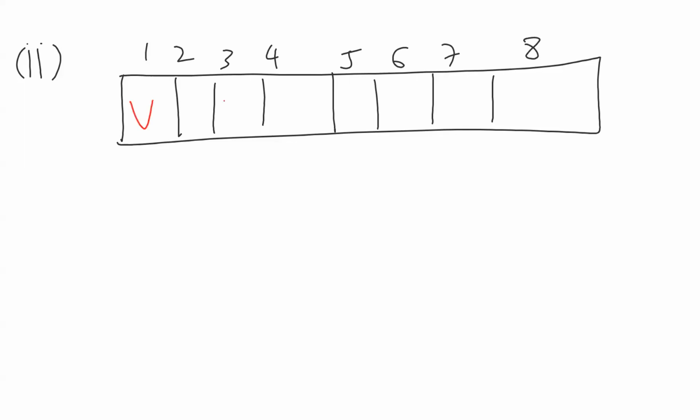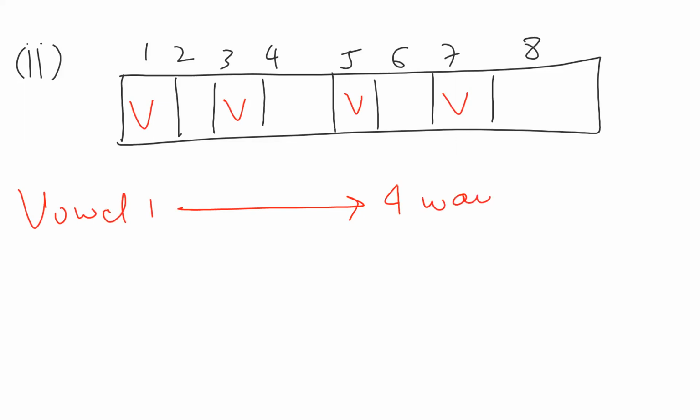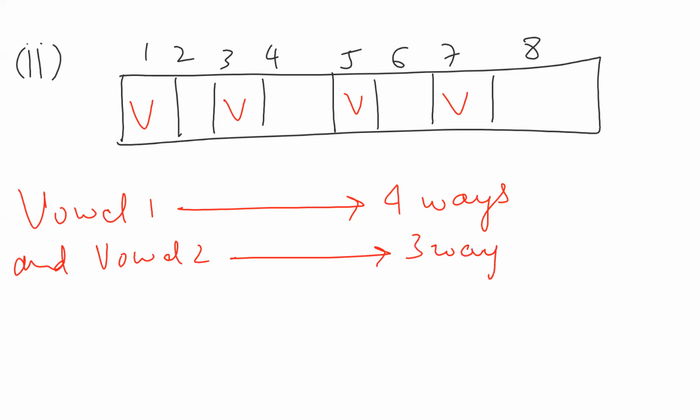So the vowels will take up these places 1, 3, 5, 7, because the vowels are going to occupy the odd places. So vowel number 1 can be arranged in 4 ways. Do you agree, guys? Yes. We can place the first vowel. We have 3 vowels, right? So vowel number 1 can be placed in 4 ways. And vowel number 2 can be placed in 3 ways because out of 4, one place is utilized. So there will be 3 places left for vowel number 2.